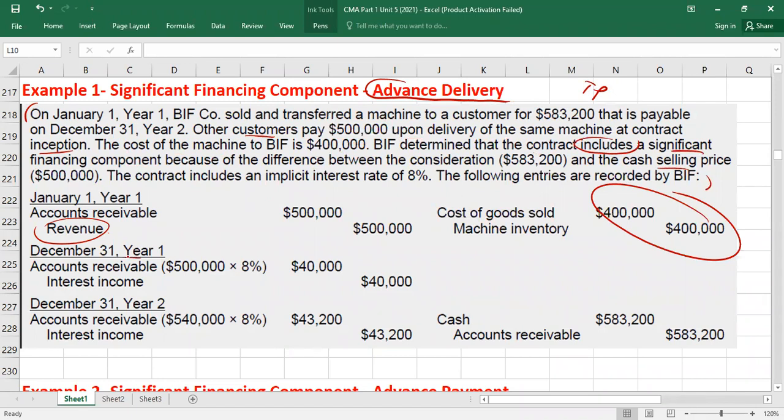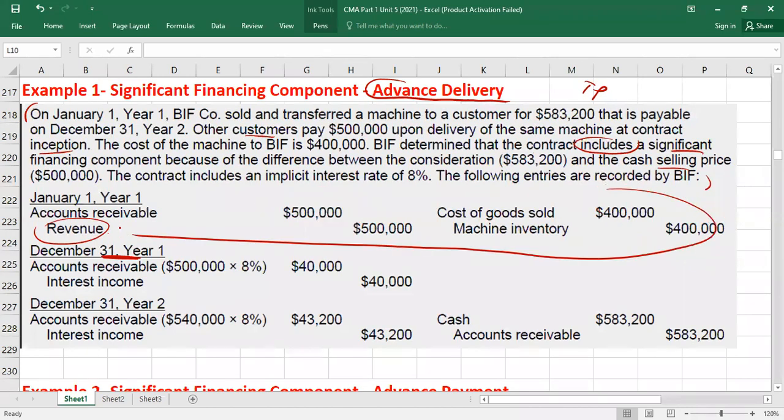Now, the customer will pay you after 2 years, at the end of the second year. At the end of the first year, you will pick the value of total receivables. Look from these two entries, what is the receivable value? $500,000. And you will multiply with which rate? With the 8% to get the interest income. 500,000 times 8% gives you how much? 40,000. And what entry will you pass?